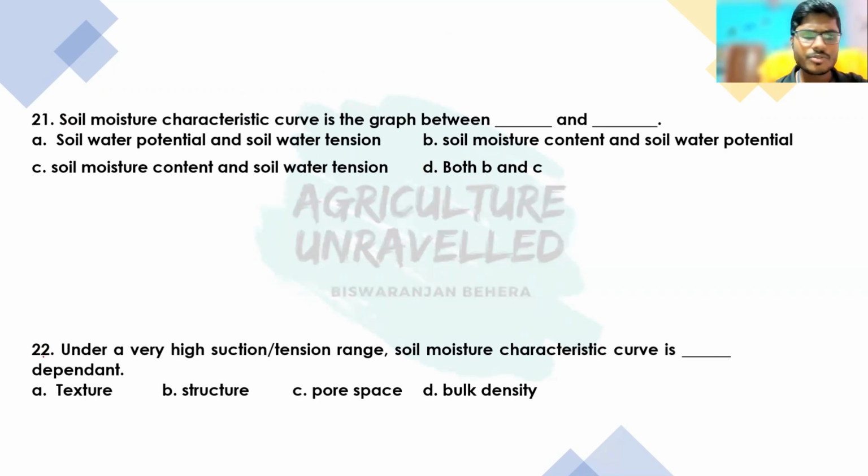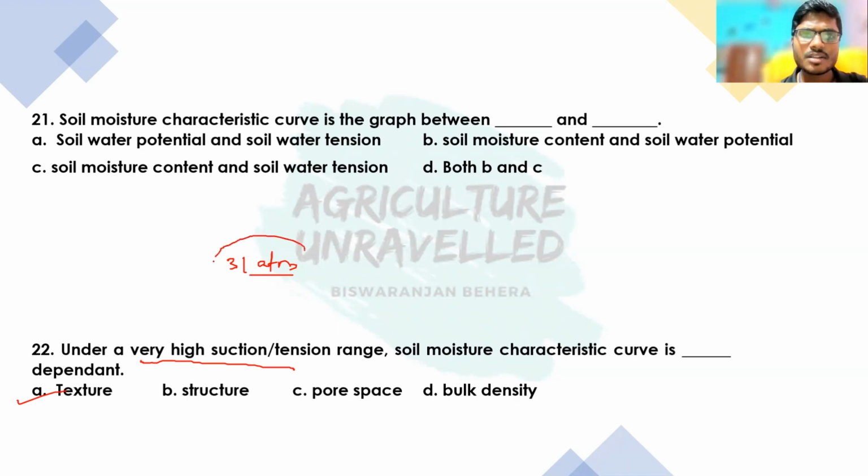Coming to the next question: under a very high suction or tension range, soil moisture characteristic curve is dash dependent, whether it is soil texture dependent, or soil structure dependent, or pore space or bulk density dependent. The correct answer is soil texture dependent, because the question is about a very high suction or tension range. It is like hygroscopic water, that is 31 atmospheric pressure. We know hygroscopic water is held at a very high pressure, that is 31 atmospheric pressure.